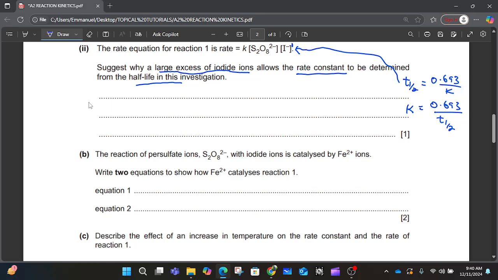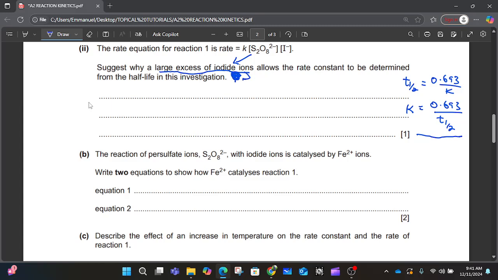Now we are using this equation because the order of reaction with respect to I- is 1, which is first order with respect to I-. This equation is only used for first order reactions. We can use this equation to determine K because the concentration of iodide ions is not changing. We are only using a lot of this iodide ion solution. It doesn't mean that the concentration is changing.